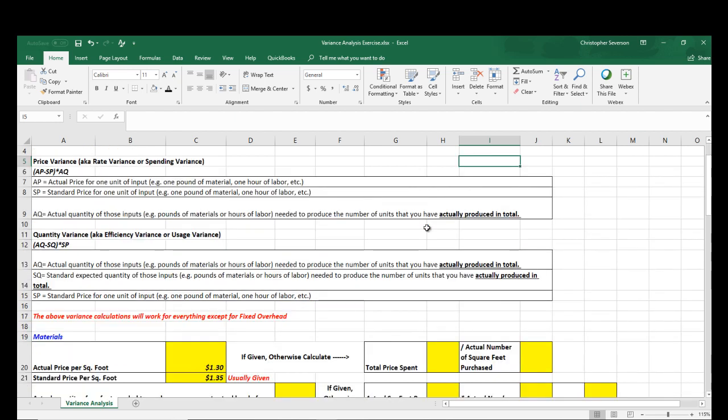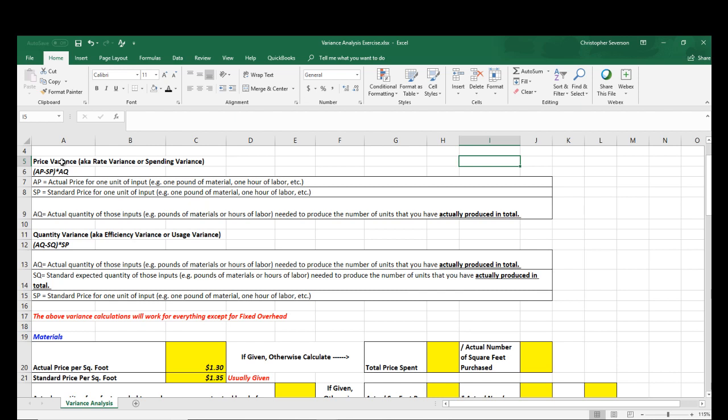So let's take a look first of all at what these variances are. Whether we're talking about materials, labor, or variable overhead, it basically boils down to two types of variances. Different textbooks give them different names, but it's essentially some sort of price variance and some sort of quantity variance. For materials, it's often referred to as the price variance. For labor, sometimes it's called the rate variance. And for overhead, sometimes it's called the spending variance. But what it boils down to is price.